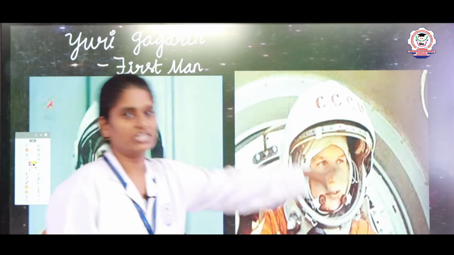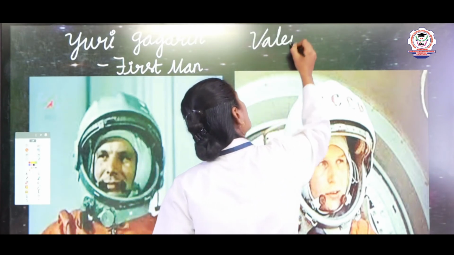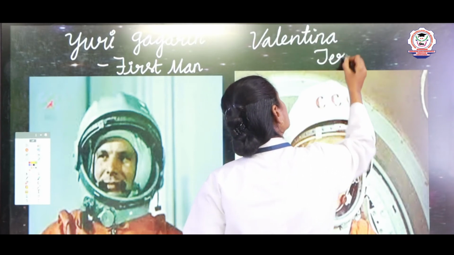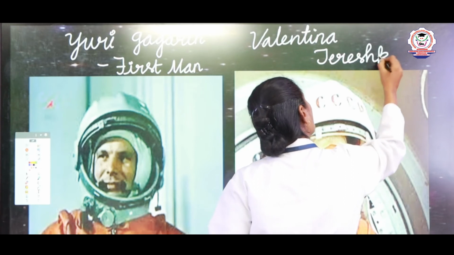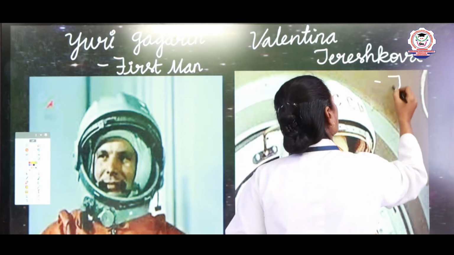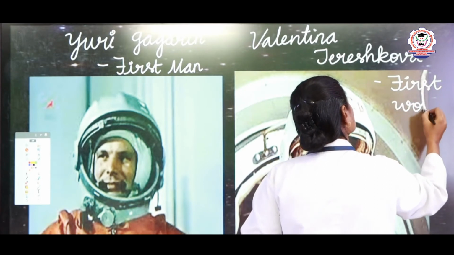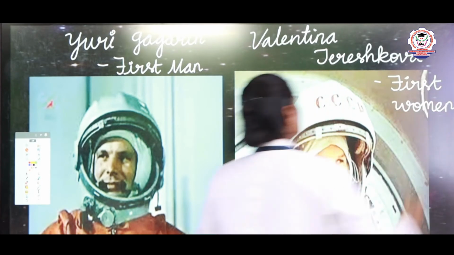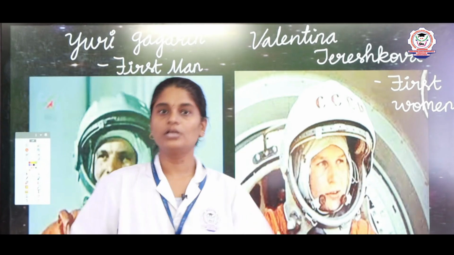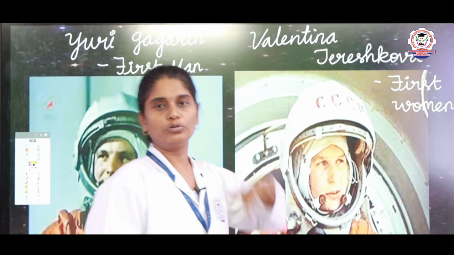She is also from Russia. Her name is Valentina Tereshkova. She is the first woman to go to space, right? So both are from Russia. They are the first man and woman to go to space.